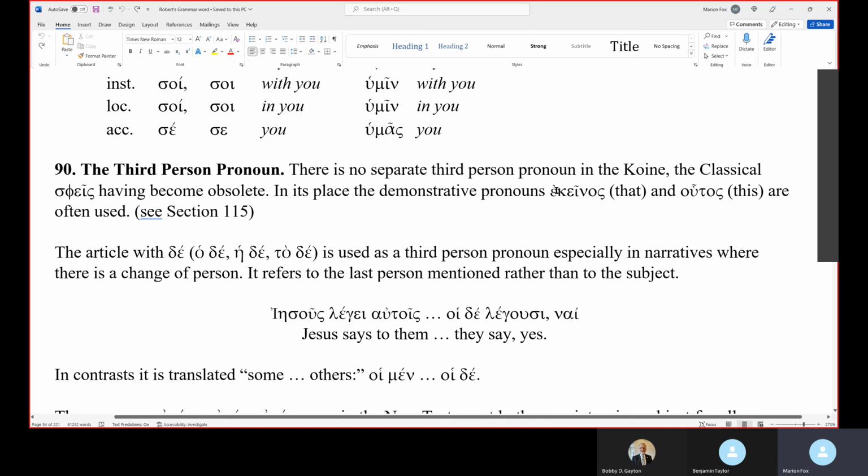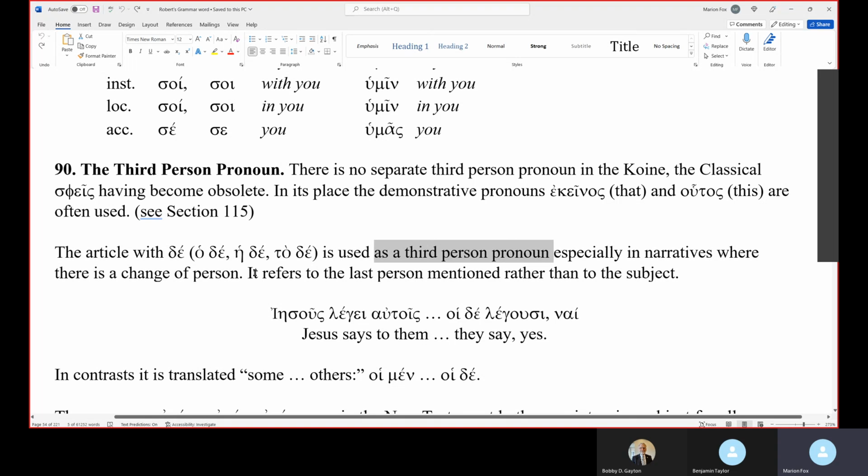Now then, we also have not only these two words, but we have another form right here, a special form. Hode, it's day with an article, or heyday, that would be the feminine article. These are nominative case articles, and tode. Those are all nominative singular. We can also have the nominative plural articles with them. In that form, it's used as a third person pronoun, especially in narratives where there's a change of person.